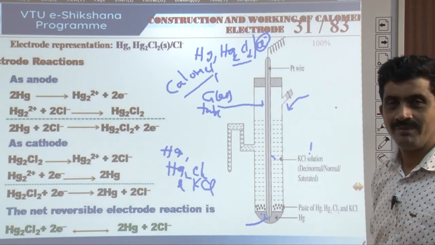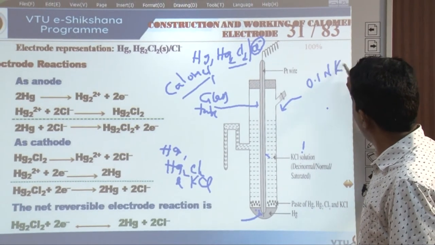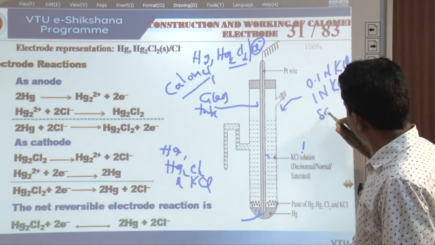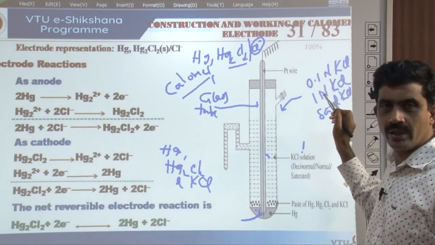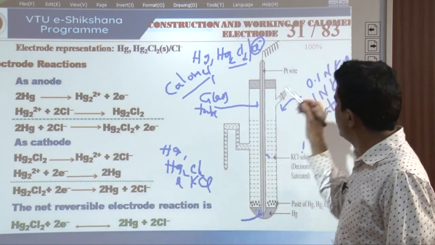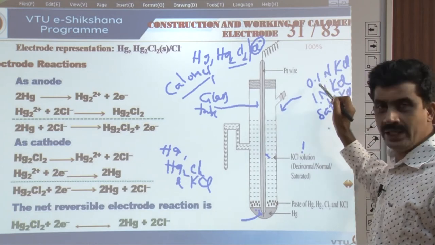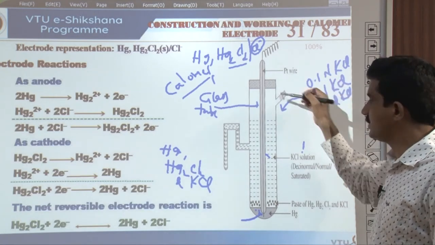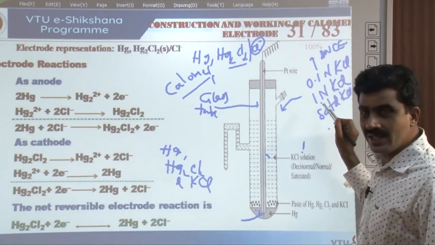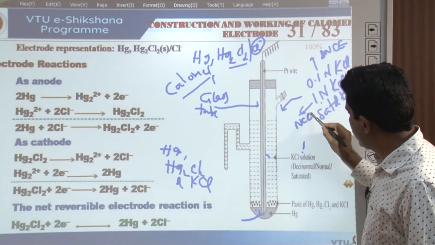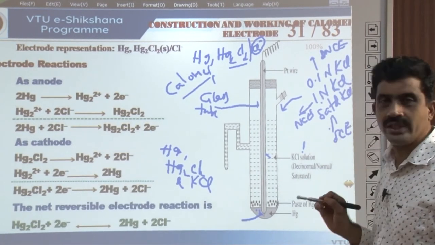And what about the concentration of KCl? We can use three different concentrations of KCl: 0.1 normal KCl, 1 normal KCl and saturated KCl. Accordingly, the electrode is called deci-normal calomel electrode, normal calomel electrode, saturated calomel electrode. If 0.1 normal KCl is employed as the electrolyte, then it is DNCE, deci-normal calomel electrode. If 1 normal KCl is used, then it is NCE, normal calomel electrode. If saturated KCl is employed, then it will be SCE, saturated calomel electrode.